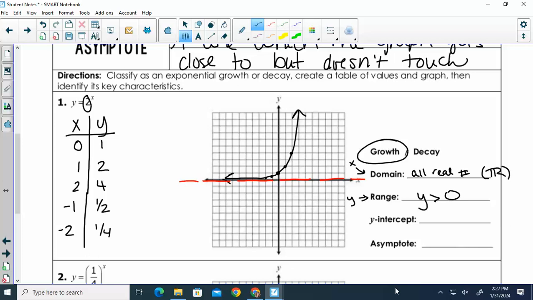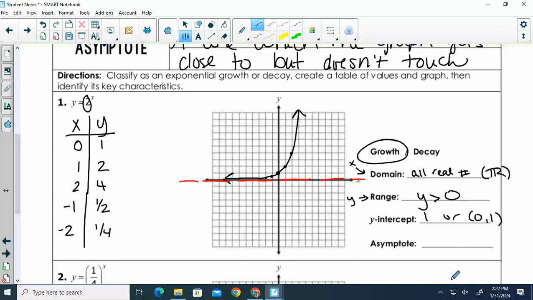All right, what is a y-intercept? What's the y-intercept? Where it hits the y-axis, right? Where does this one hit the y-axis? At 1. Or if you gave me an ordered pair, it would be (0, 1).